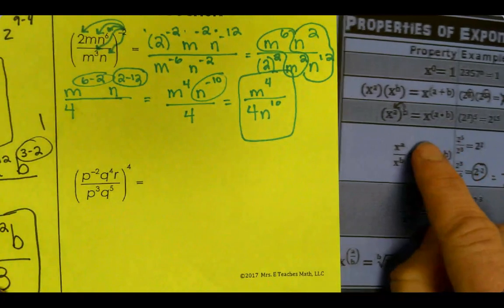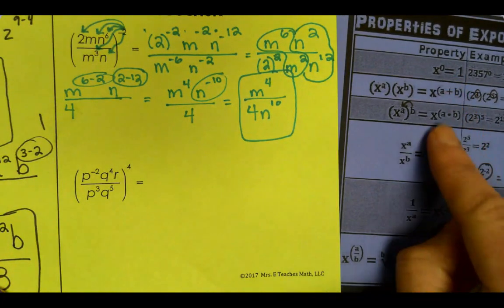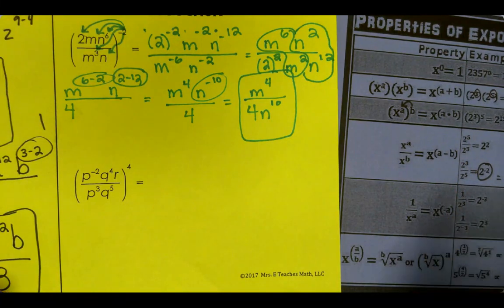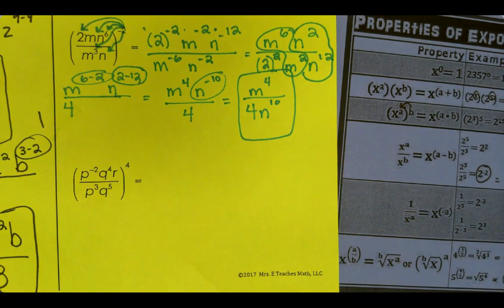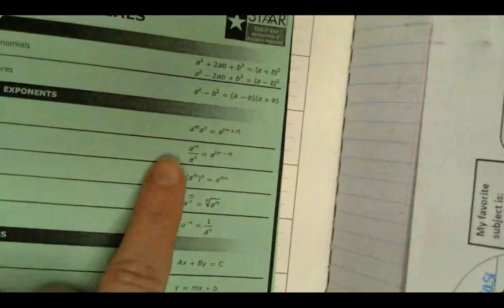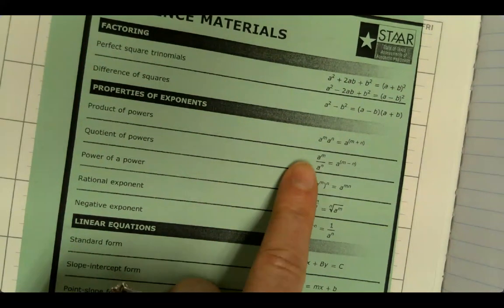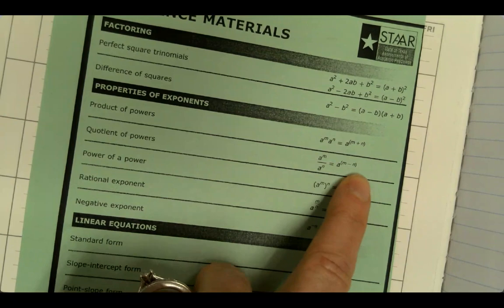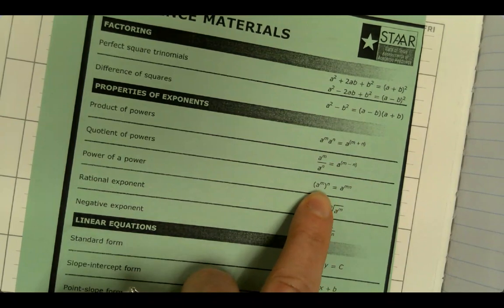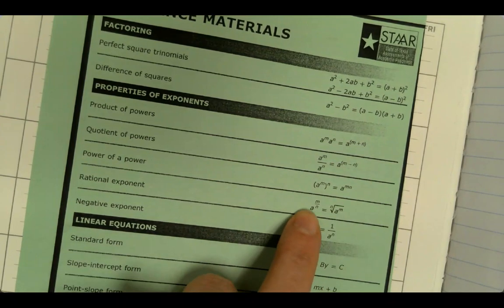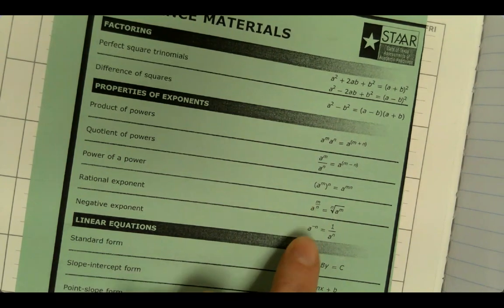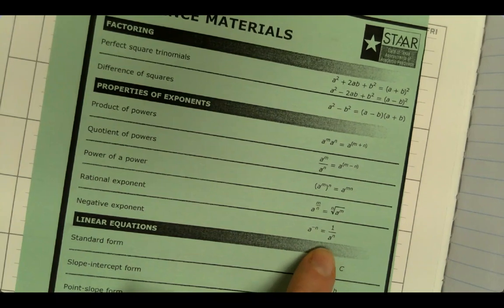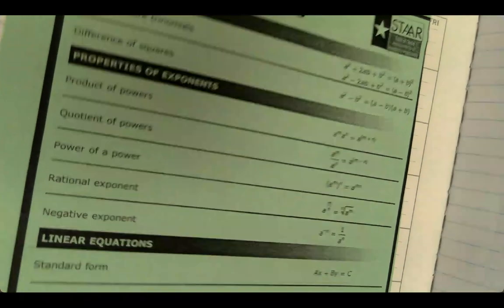Our STAAR EOC reference chart actually has these rules on there. So you don't have to memorize the rules. You can always just look at your reference chart. So look right here. It tells you all the rules. See how whenever you multiply, you add exponents. Divide, subtract. Power to a power, multiply. We haven't learned the rational exponent yet. This one, anytime you have a negative exponent, you put it on the bottom. So all of those rules are on your formula chart.